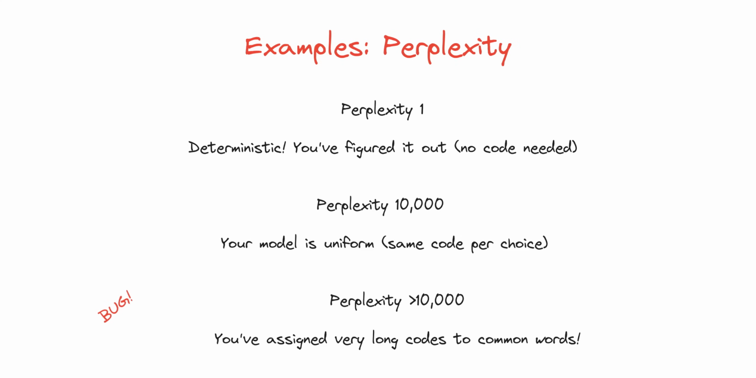If our perplexity was 1, the person we're talking with basically knows the next word. It's always whatever had the highest probability. We don't actually need to communicate anything.